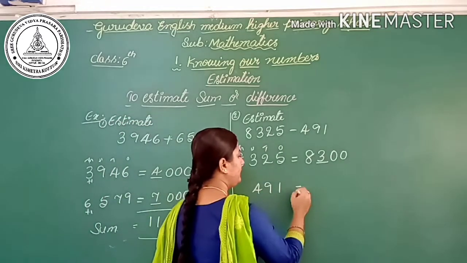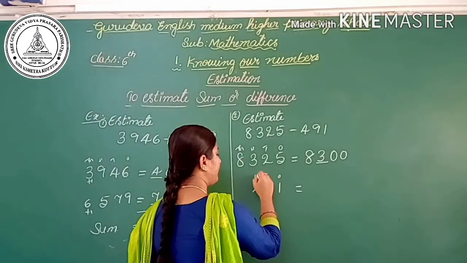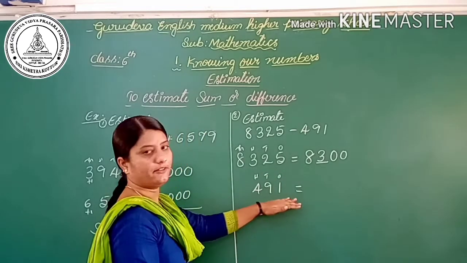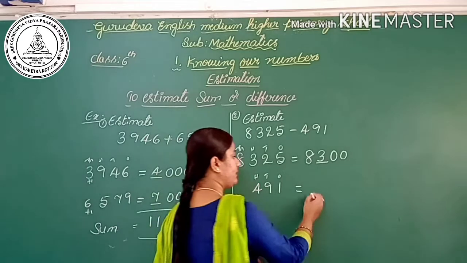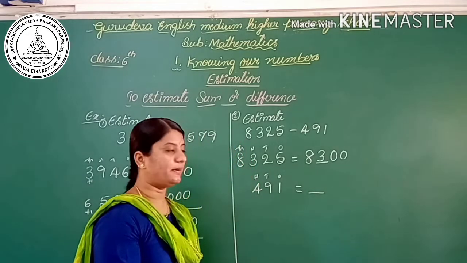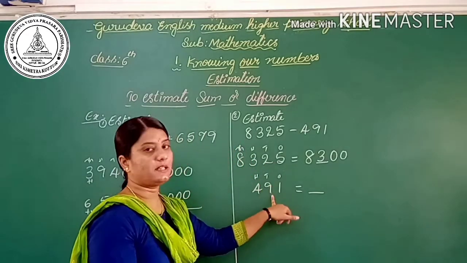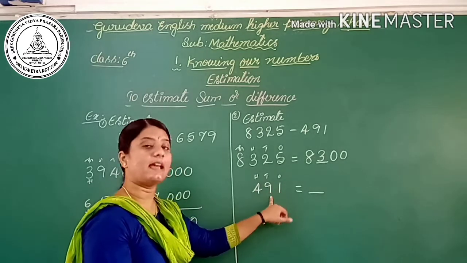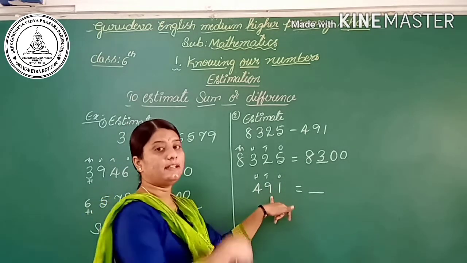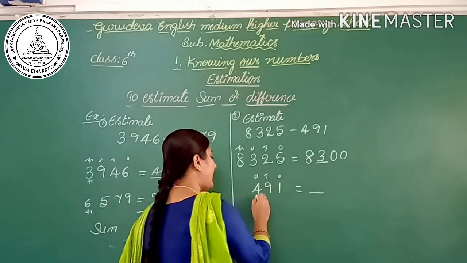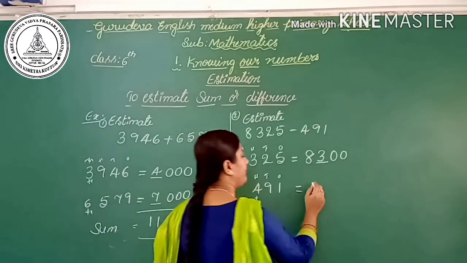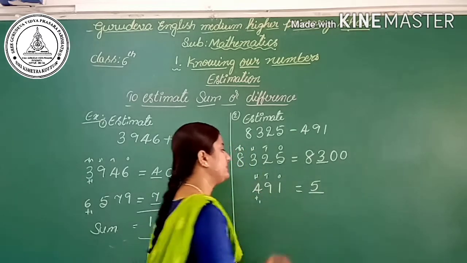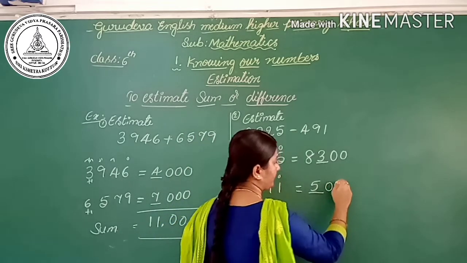Then similarly, ones, tens, 100, 491. So we are going to round up to the 100 place. So we have to keep the blank in the 100 place. Then take the tens place as the reference point. Here there is a 9. So it is closer to the 10. So we should add 1 to the 100 place. 4 plus 1 is 5 and the rest of the places write as 0.